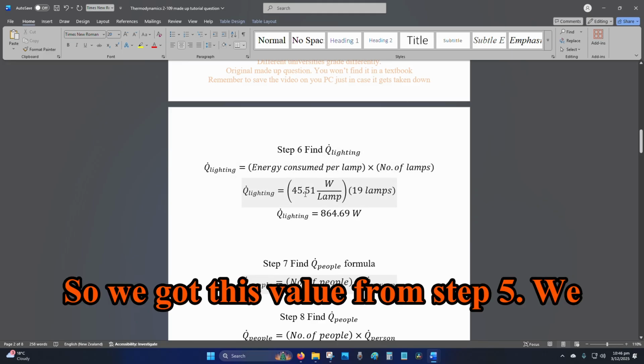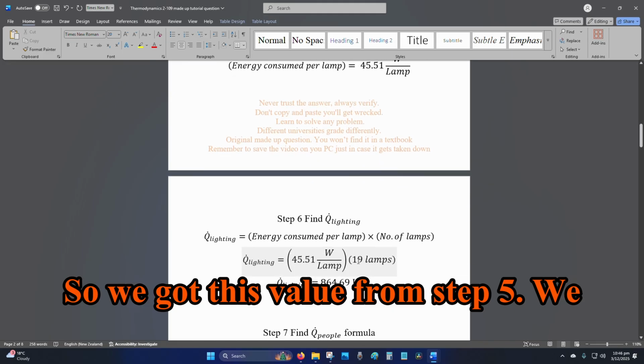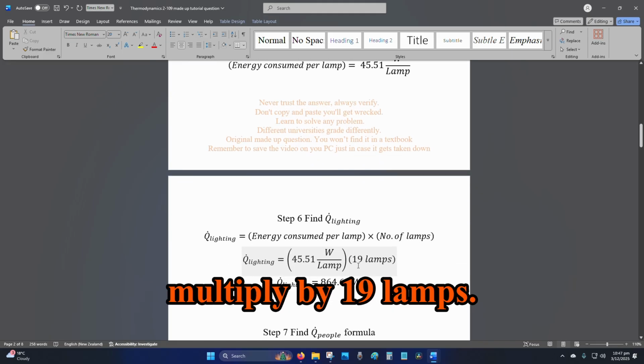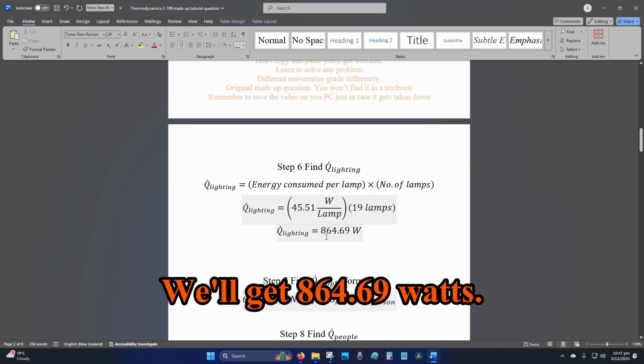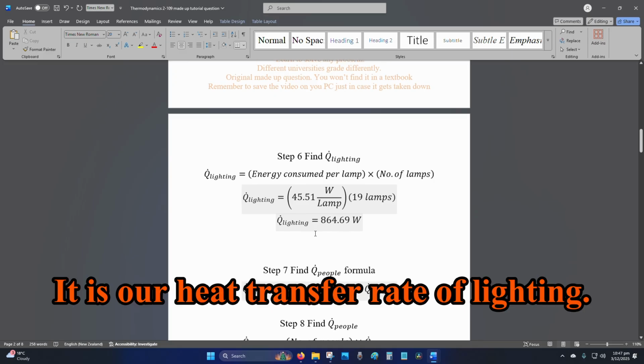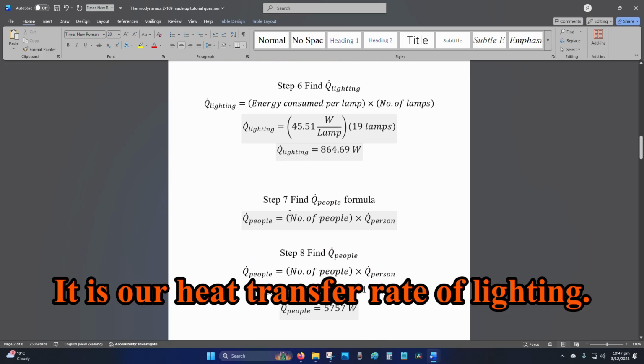Okay, step 6, we can now find the heat transfer rate of lighting. So we got this value from step 5. We multiply it by 19 lamps. We'll get 864.69 watts is our heat transfer rate of lighting.